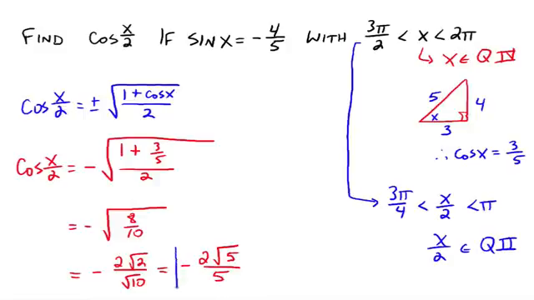So this would be the exact value for the cosine of x over 2 if the sine of x is negative 4/5 and your angle x is in quadrant 4. I'm leaving some gaps here for you to fill in. So that's kind of the idea on how to use the half angle identities. Alright, study well. Please let me know if you have any questions.